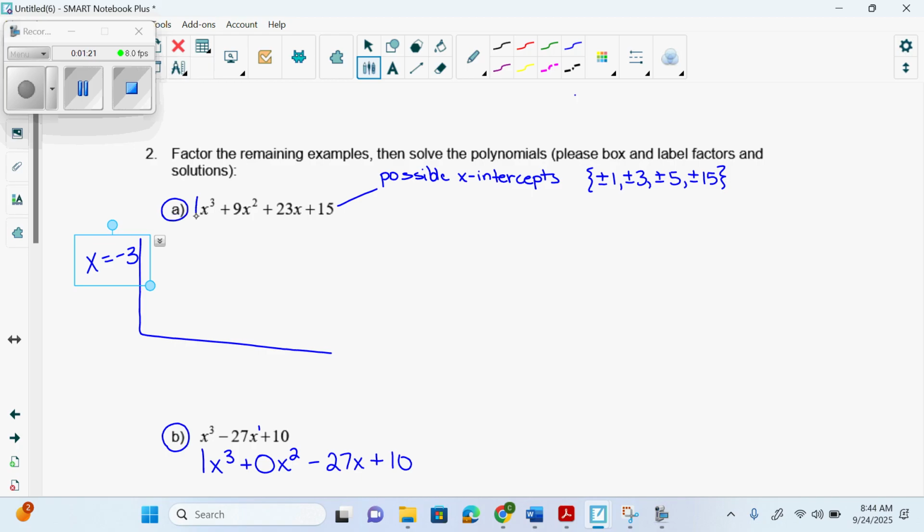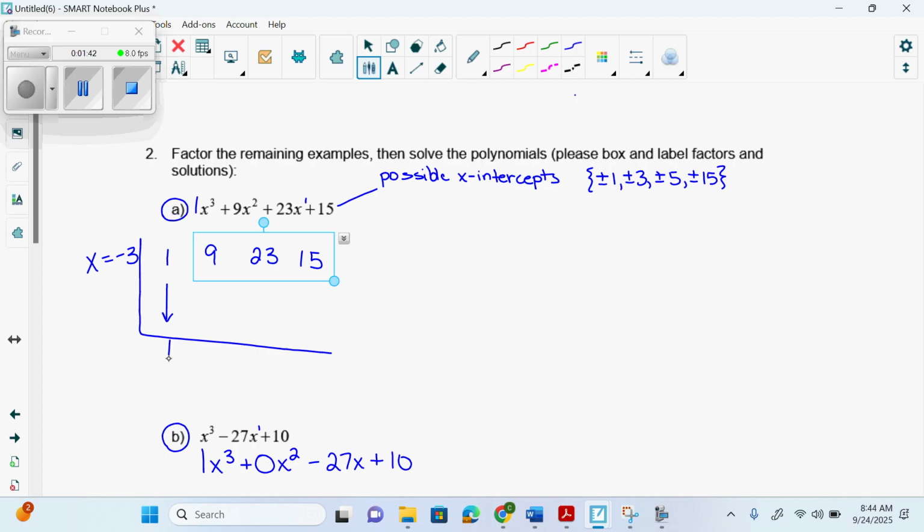So we have to make sure we can rocket count. 3, 2, 1, 0, we can. So then we just put in our coefficients with their signs. So it's 1, 9, 23, 15. And we drop our 1. And then after that, we multiply, add, multiply, add, multiply, add, till we're done.